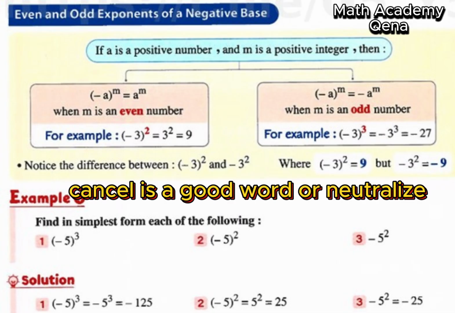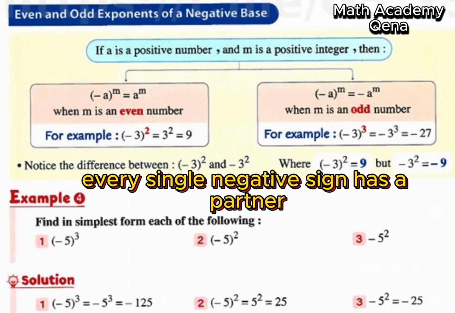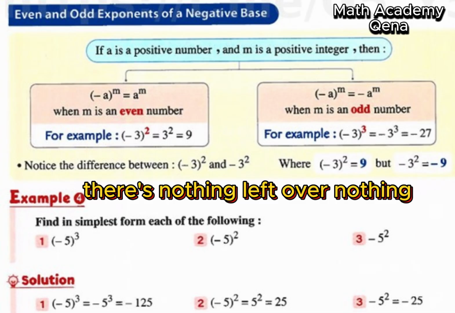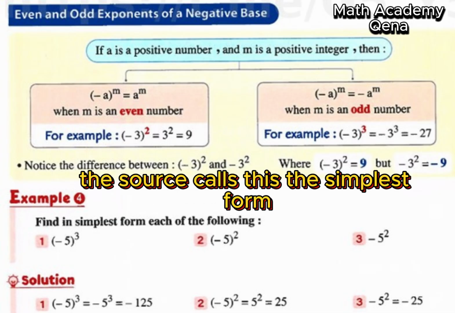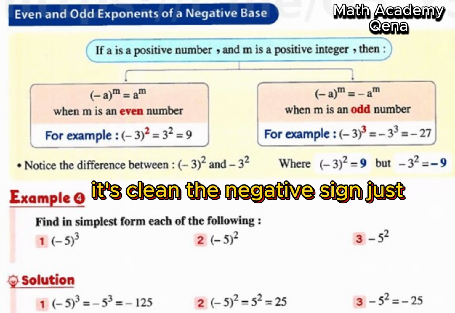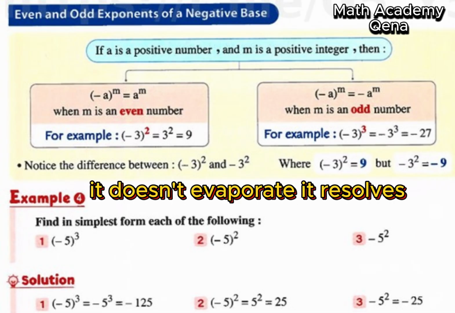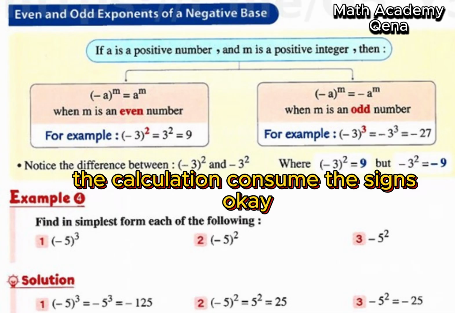Or neutralize. Since an even number is always made of perfect pairs, every single negative sign has a partner. There's nothing left over. Nothing. The result is +9. The source calls this the simplest form. It is satisfying, it's clean. The negative sign, it evaporates. Well, it doesn't evaporate. It resolves. Yeah. And that's an important distinction. The calculation consumed the signs.